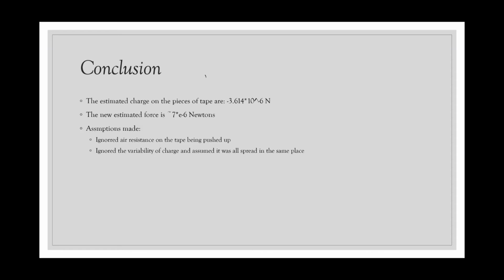In conclusion, the estimated charge on the pieces of tape is approximately negative 3.614 times 10 to the negative 6 coulombs, as calculated in the last lab, and we used this to calculate the force, which is about 7 times 10 to the negative 6 newtons, in direct opposition to gravity. The assumptions that we made when we did this were ignoring air resistance on the tape as it was being pushed up, and ignoring the variability of charge, assuming it was all spread in the same place. In reality, the charges are moving in response to other stimulus.